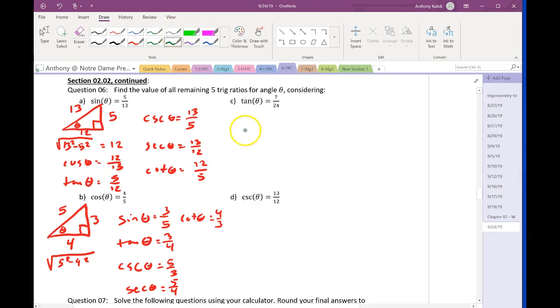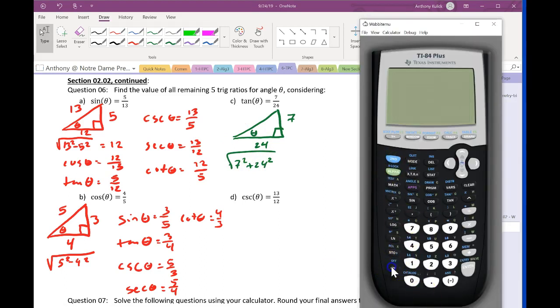For C, start by drawing my triangle, labeling an angle theta. Tangent is opposite over adjacent. And then I can use the Pythagorean Theorem to figure out that third side. So let's do that real quick. 24 squared is too big for me at this time of day. So 24 squared plus 7 squared is 625, and I recognize that is a perfect square of 15.